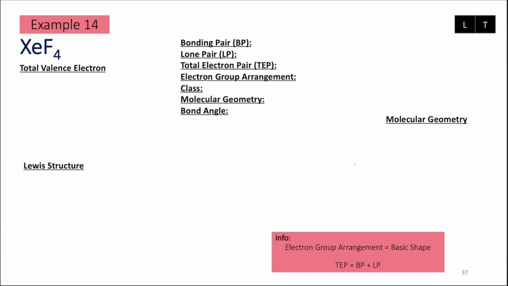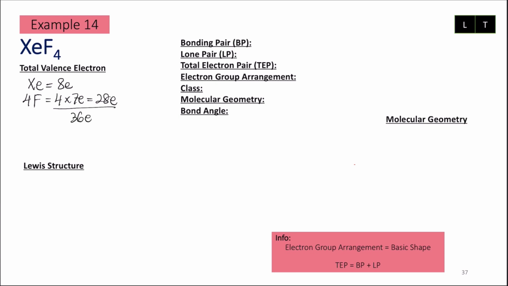Let's try the next example, XeF4. Xe, we have the valence electron is 8 because it is one of the noble gases. And then we have 4 fluorine. So 4 times 7 electrons should be 28 electrons. And the total will be 36 electrons.